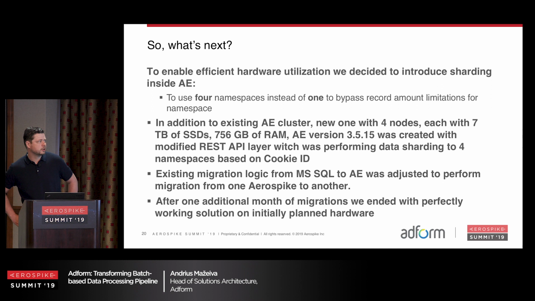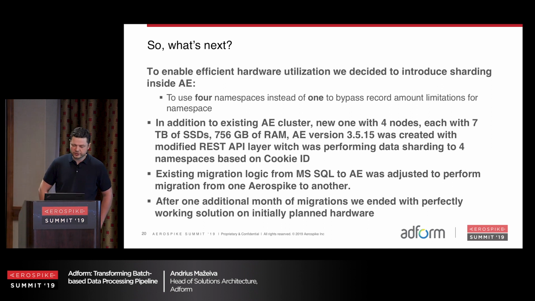We created an additional Aerospike cluster, once again with an initial setup of 4 nodes, 7 terabytes of SSD disks, 756 gigabytes of RAM, the same version, and a modified REST API layer which performed the data sharding. We adjusted the existing migration logic, which was reading from Microsoft SQL Server, to read from the one Aerospike, push to the new one, and delete all data. And we started the migration again. After one additional month of migration, we ended up with a solution running on the initially planned hardware, with a small adjustment of sharding inside, and everything was working perfectly.